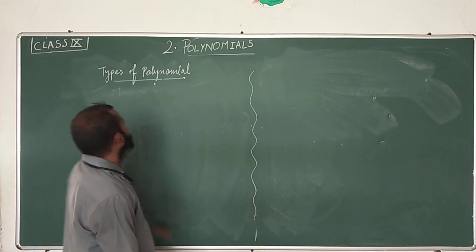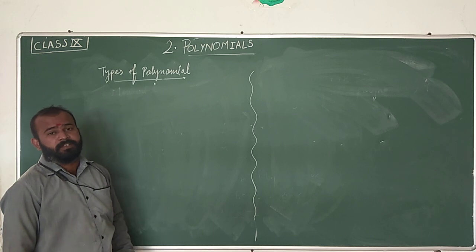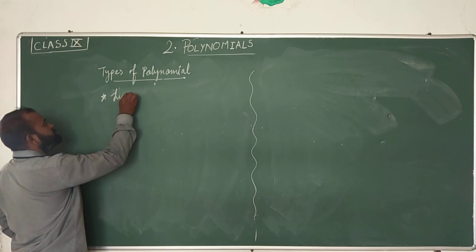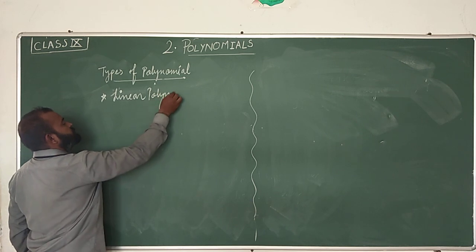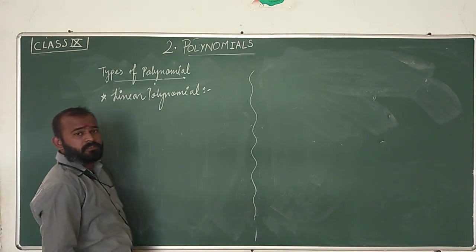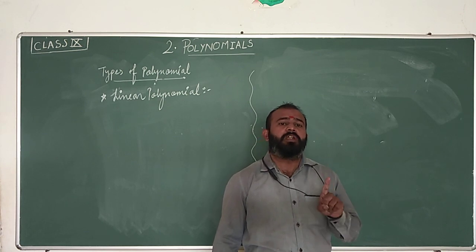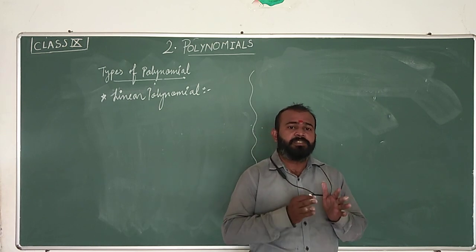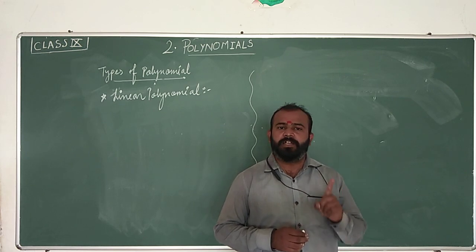Now on the basis of degree, the polynomials are also divided. Number 1 is linear polynomial. Now what is linear polynomial? So the polynomial whose degree is 1 is called as linear polynomial. Such a polynomial whose degree is 1, they are called as linear polynomial.